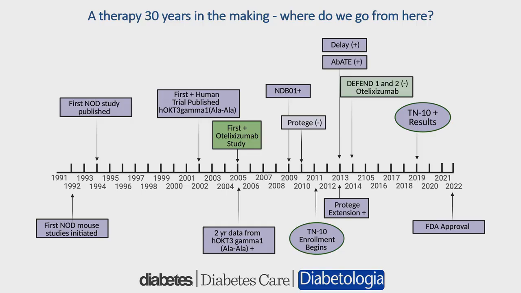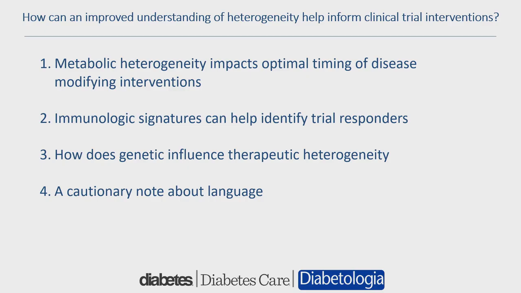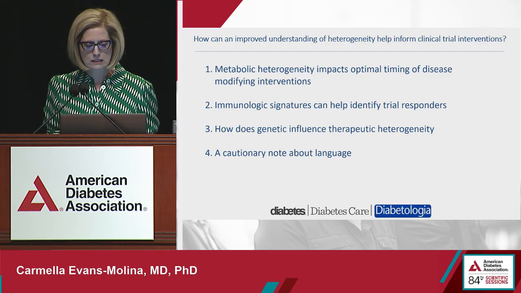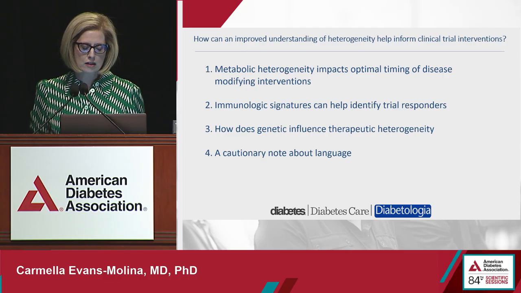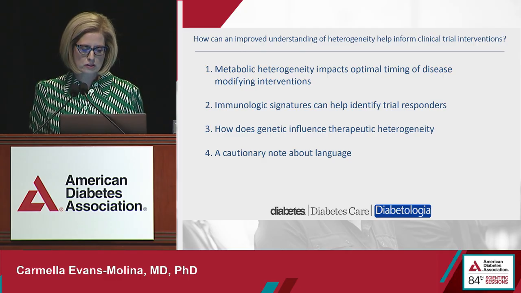What we would like to have in type 1 diabetes are multiple therapies. So really a big gap in the field, and a goal that we should all have, is how can we design trials that take less time to complete, that enroll faster, so we can have answers on whether they're able to delay disease progression. So I think that heterogeneity has a really important role in helping us understand type 1 diabetes progression and help us inform clinical trial interventions.